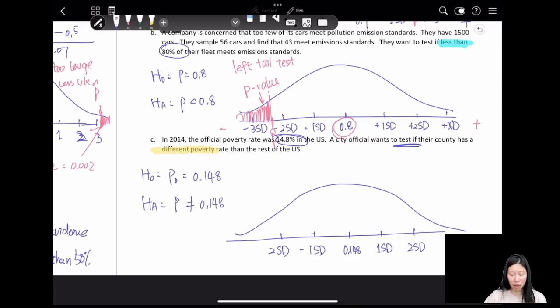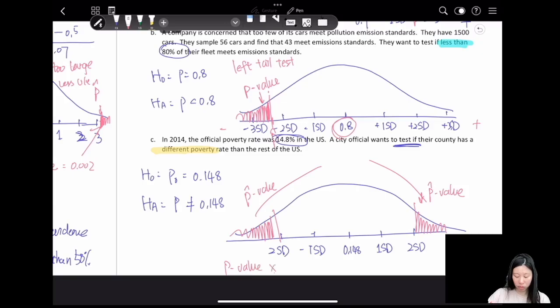Since it's different, that means p hat could be on the left side or the right side. This is going to be our p-value. You can test one of these, but since our normal distribution is symmetric, our p-value is going to be multiplied by 2. These two areas should be the same, so our p-value needs to be times 2. This is also called a two-tailed test.